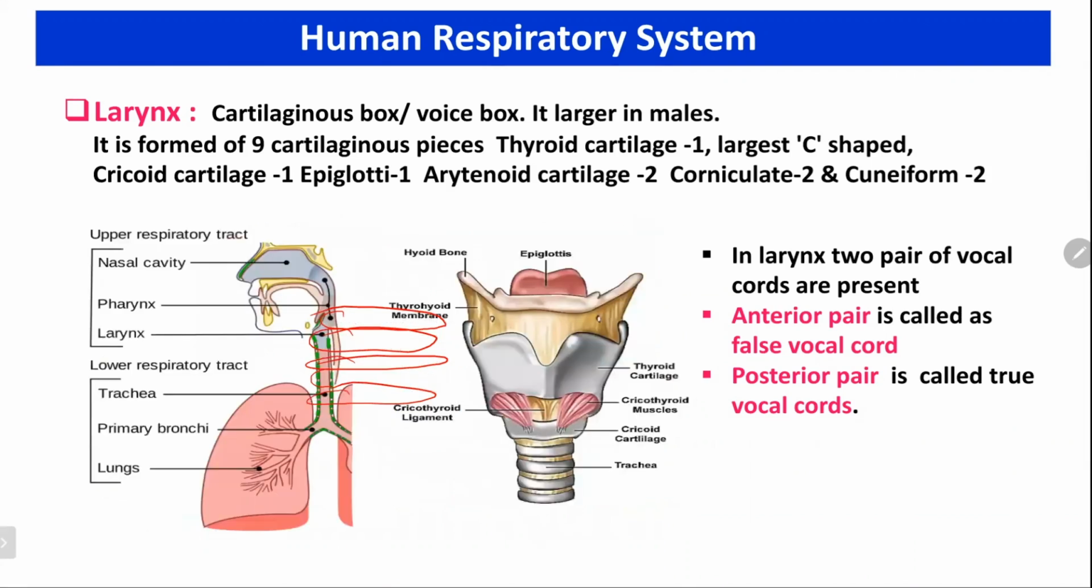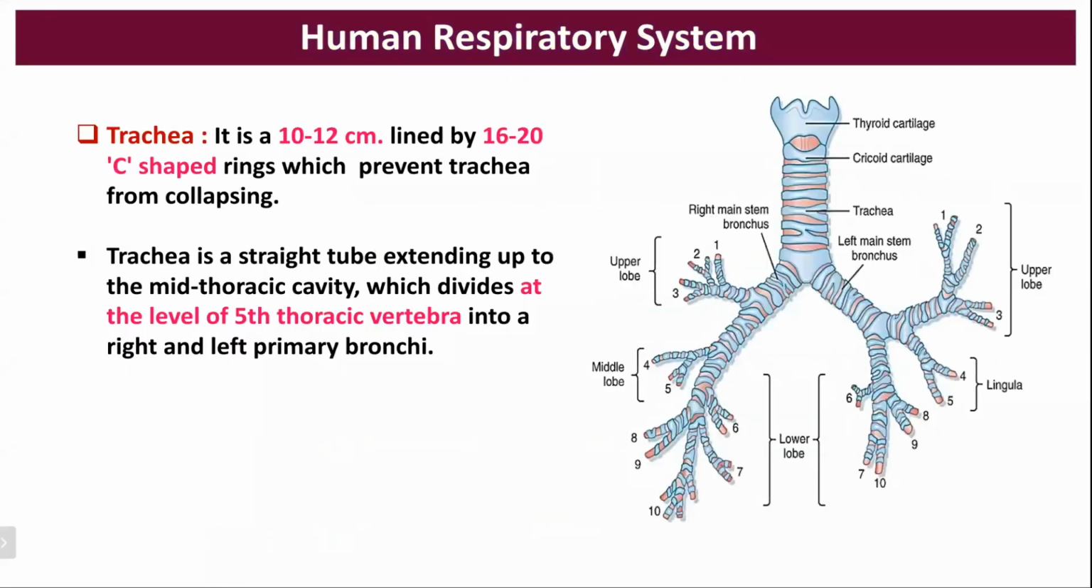So at least if you remember that larynx is cartilaginous, that would be enough. And this larynx helps in production of sound, so therefore it is called sound box or voice box. Another important thing, larynx opens into trachea.